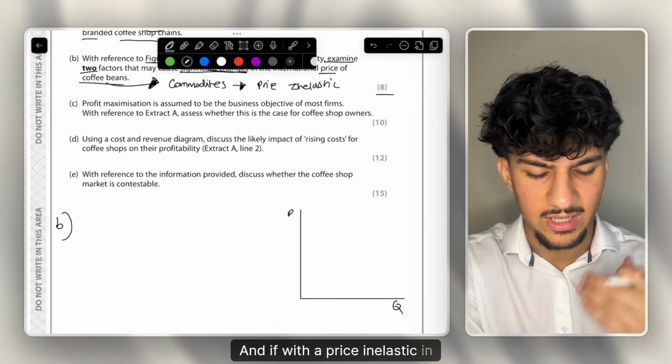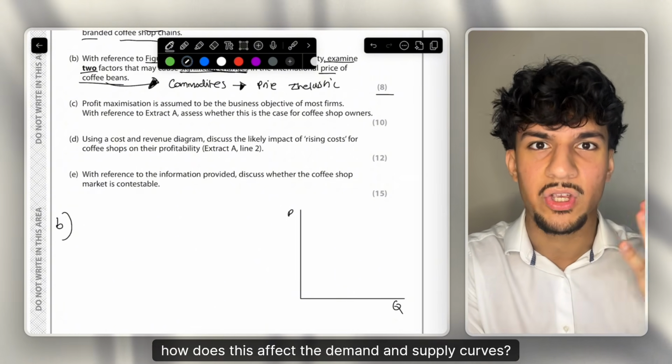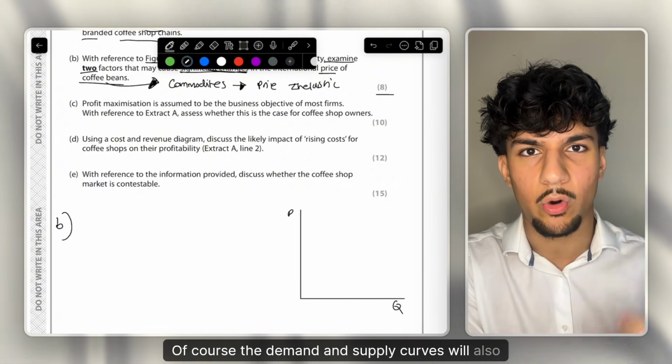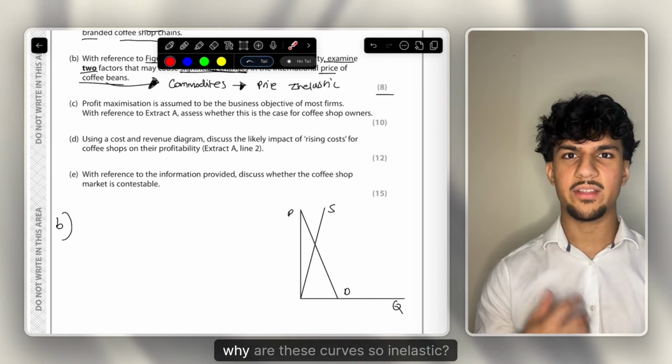And if coffee is price inelastic in demand and supply, how does this affect their demand and supply curves? Of course, their demand and supply curves will also be inelastic. So a very steep supply curve and a very steep demand curve. Why are these curves so inelastic?